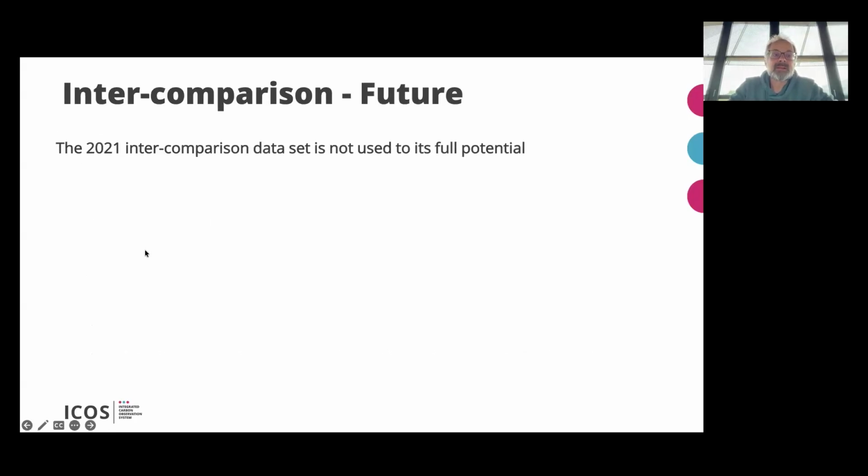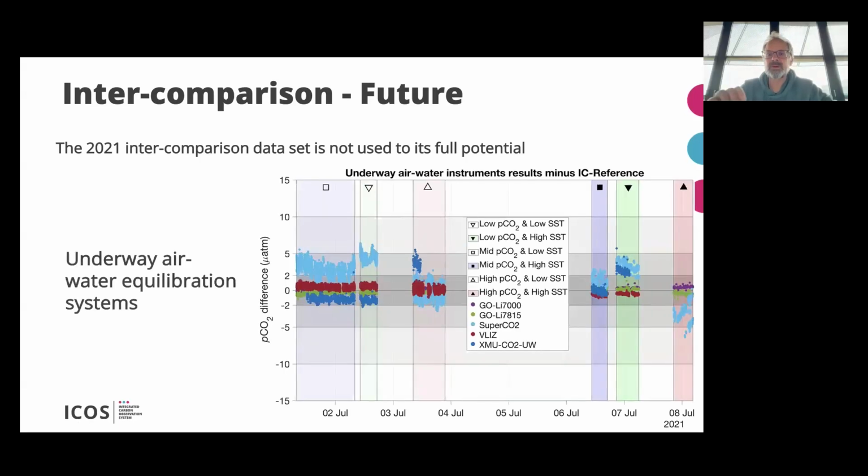It also needs to be mentioned the data set is not used to its full potential yet. So I just welcome everyone to get the data and look into the details. As I said, they're publicly available. You are more than welcome to do that. Just some maybe appetizers here.